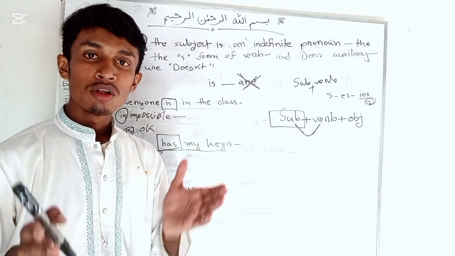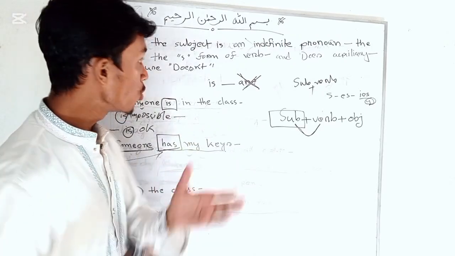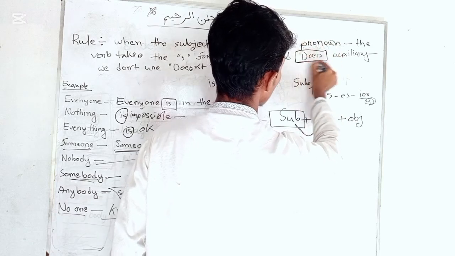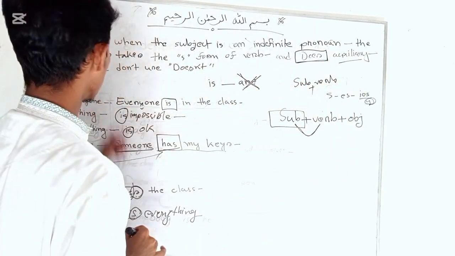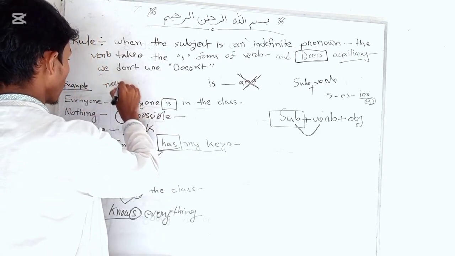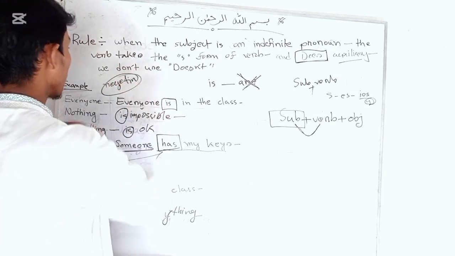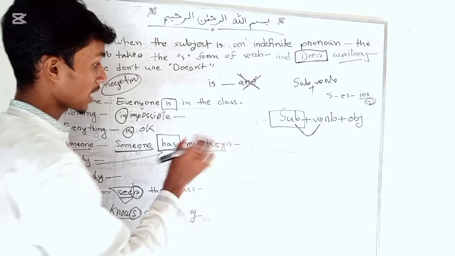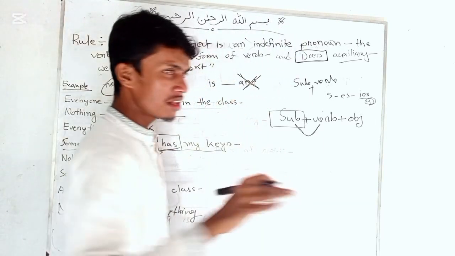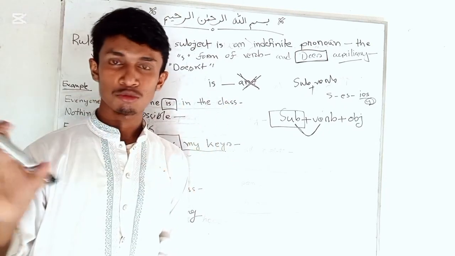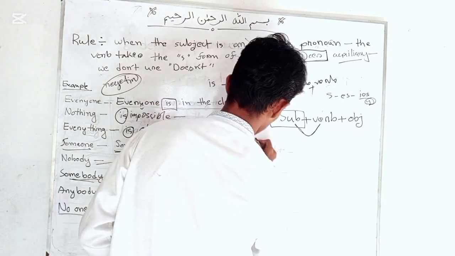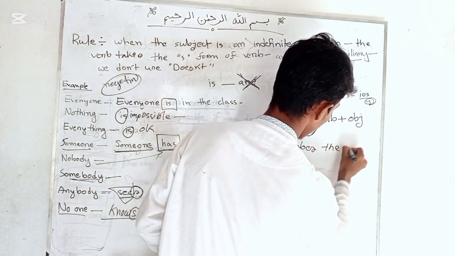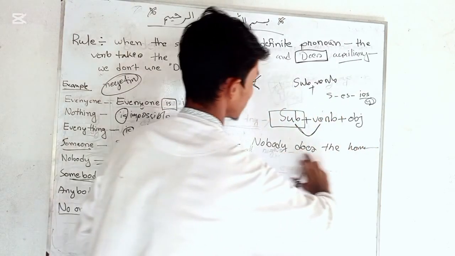So now let's talk about the negative and interrogative. For the negative and interrogative we use the auxiliary does, and for the negative we use doesn't. Let's take a look at an example here. Anybody does the homework? No sir, nobody does the homework.